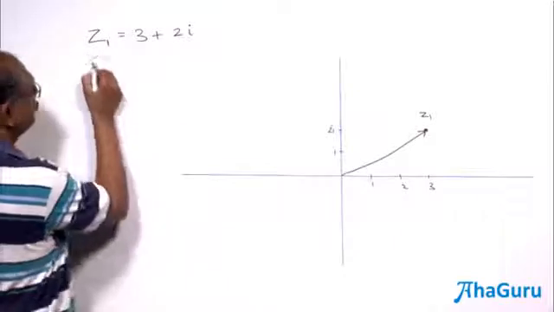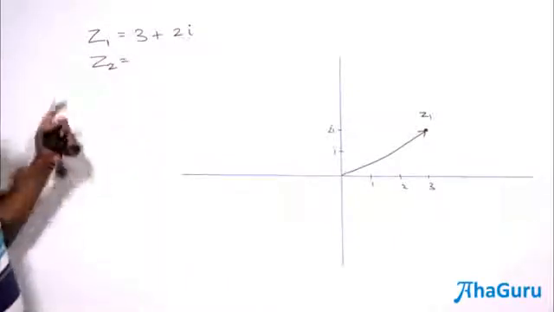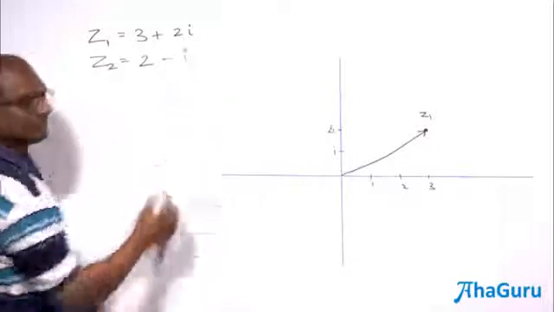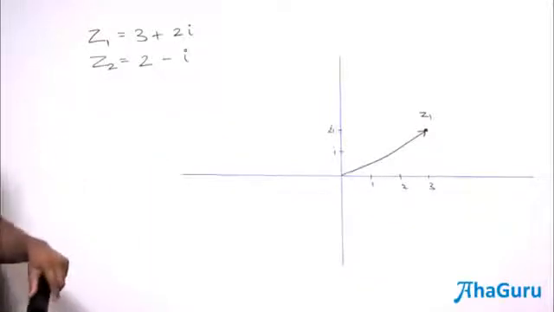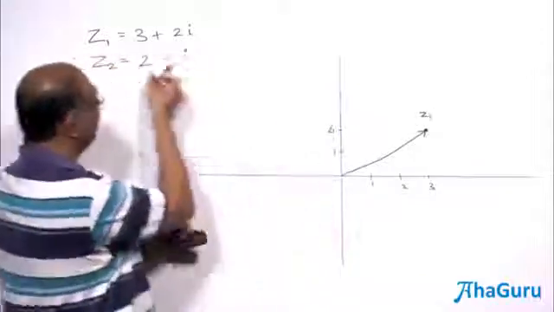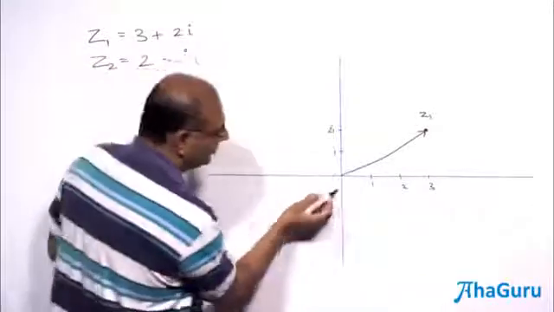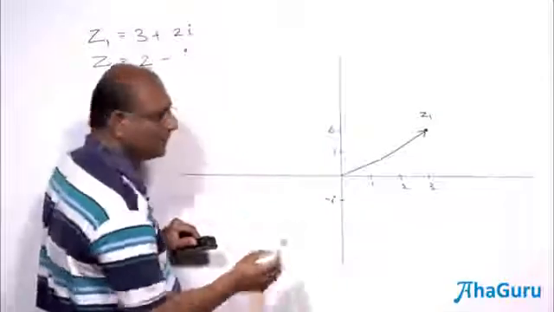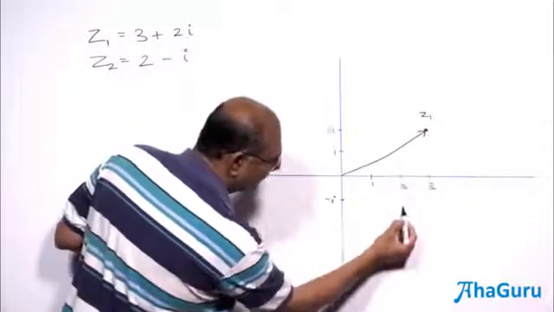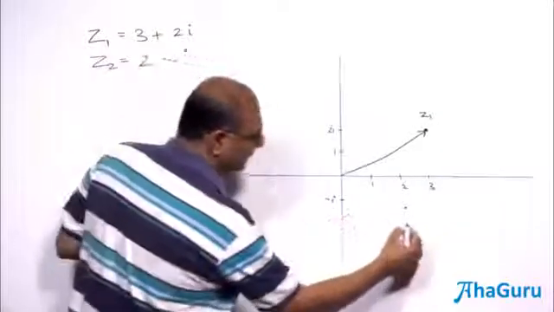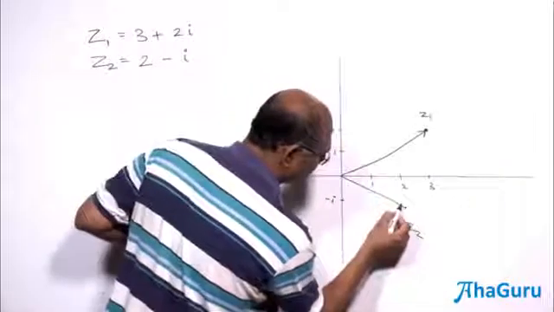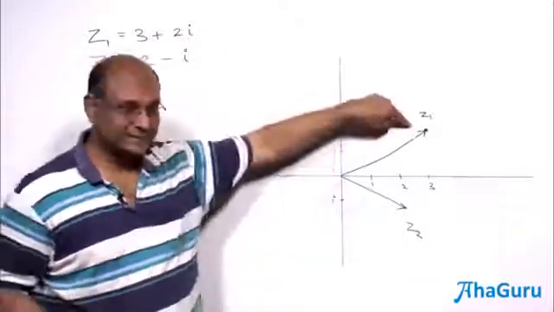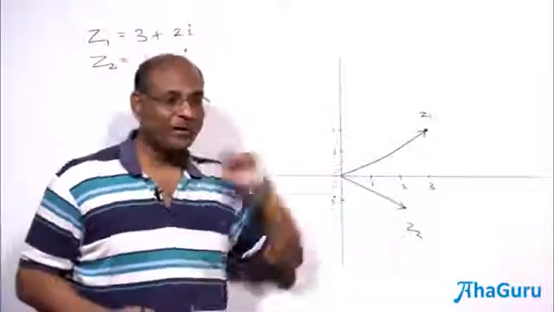Now let us take Z2 and suppose I say Z2 is 2 minus i. What does Z2 look like? So it is 2 and a minus 1 on the y-axis, right? So if this was 1, similar distance, this would be minus i. So 2 comma minus 1 would be here. Now this would be Z2. This is Z1, that is Z2. You can think of this point as Z1. You can also think of this arrow as Z1.